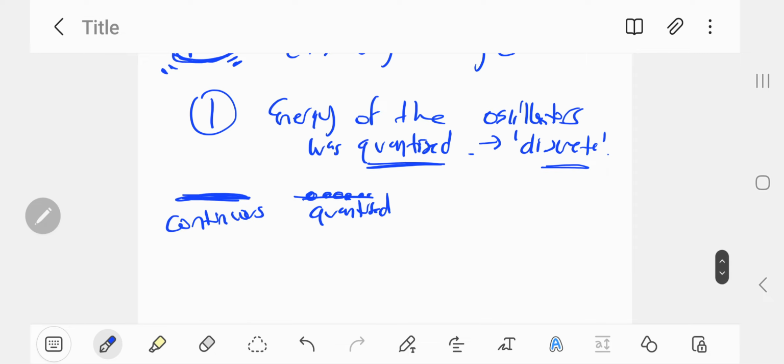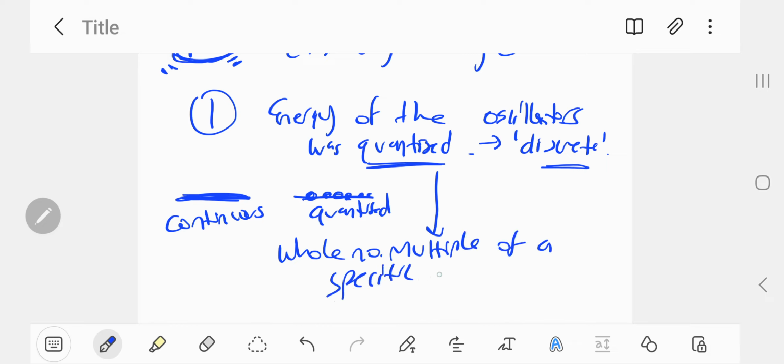And he was able to show this mathematically. Quantized mathematically means that there's a whole number multiple of a specific minimum amount of energy. You can only have a specific amount of energy being emitted by the oscillators, and not any amount you want.